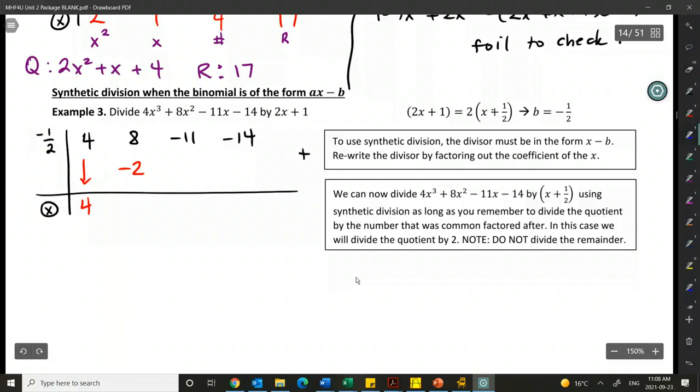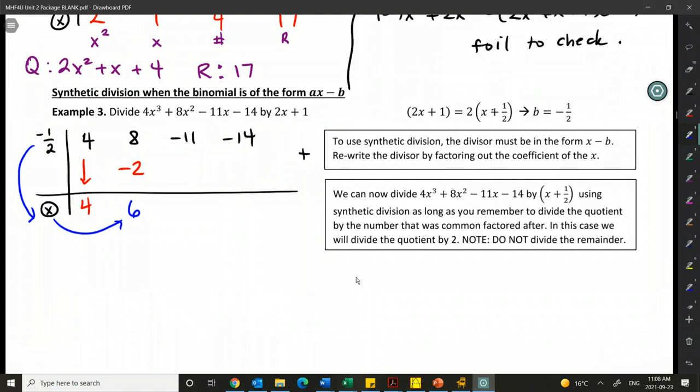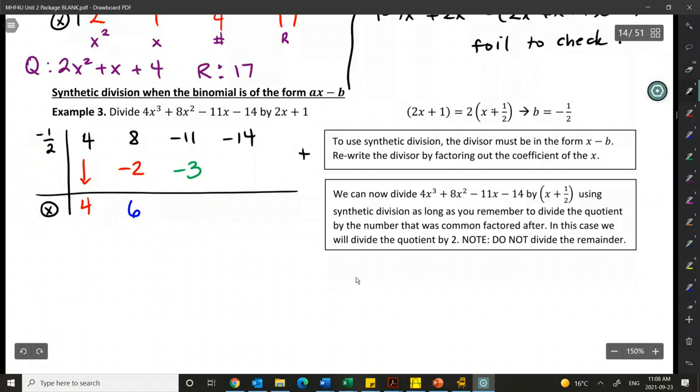Okay, same process as before. So now that we have that, we're going to add. We will get 6, and then we will do the multiplication again. So 6 times negative half, or in other words, 6 divided by negative 2 is negative 3. Write the answer up here. Add, repeat the process again. So negative 11 plus negative 3, negative 14.